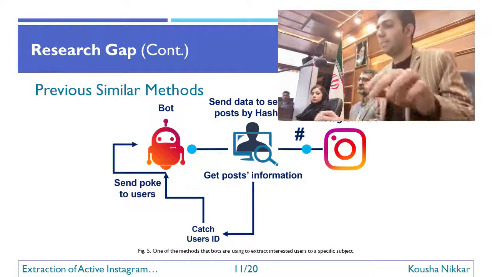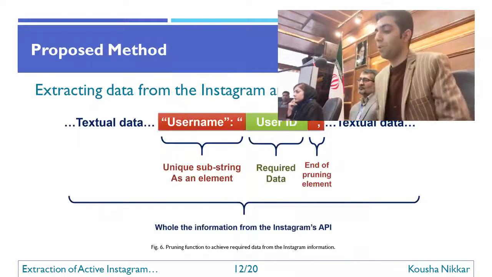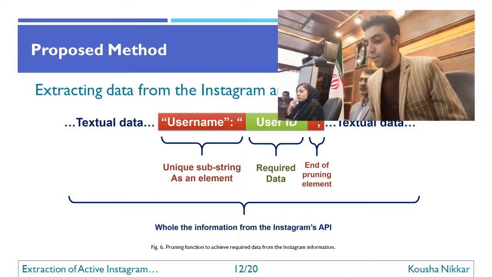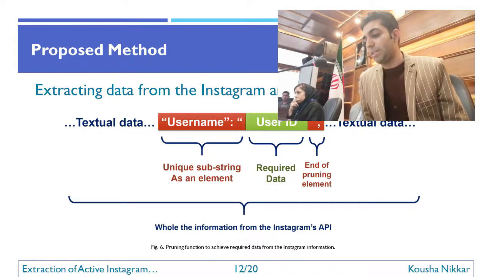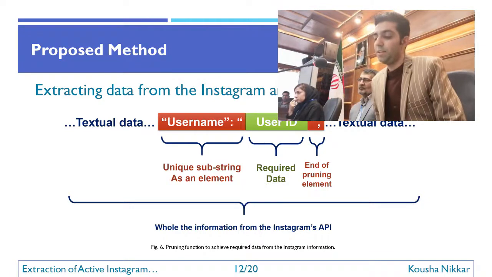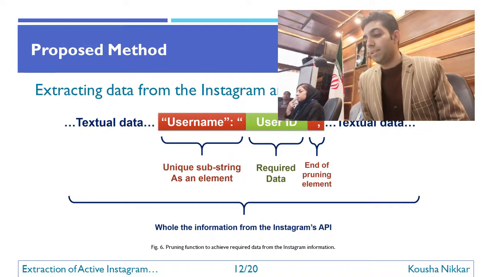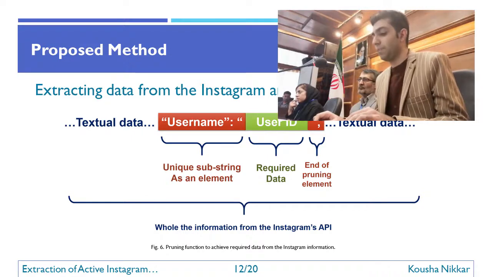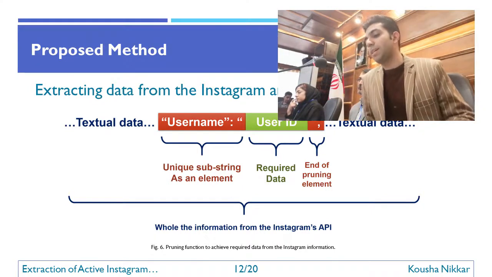Okay, next slide. I want to show you how we parse the textual information of Instagram answers. As I told you earlier, the answer format is a combination of JSON, HTML, and sometimes JavaScript. In addition, there is a lot of data in there that may not be relevant to our process requirements. Thus, parsing these formats to read the required data is not optimal. So we ignore the formats and begin to prune the textual data by using some unique elements.